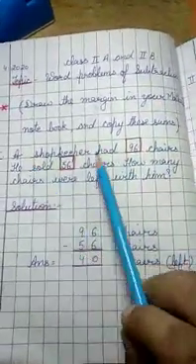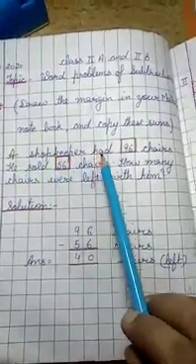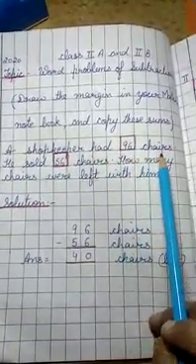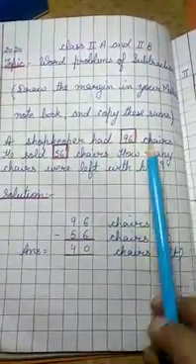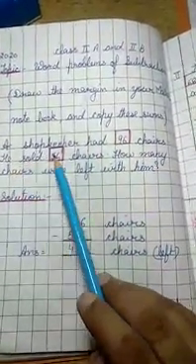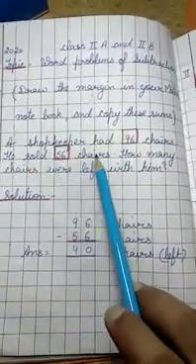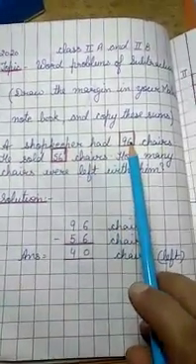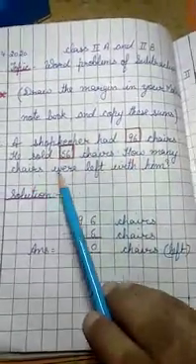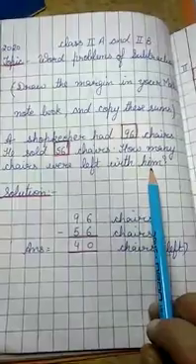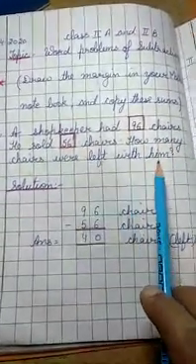Now, the first word problem goes like this. A shopkeeper had 96 chairs. He sold 56 chairs. Out of 96 chairs, he sold 56 chairs. How many chairs were left with him? The question is, how many chairs were left with him?